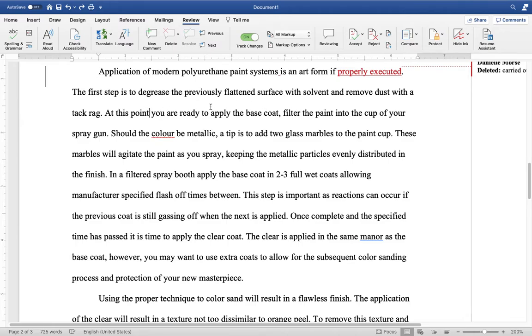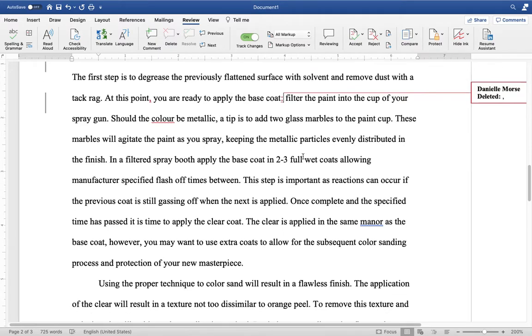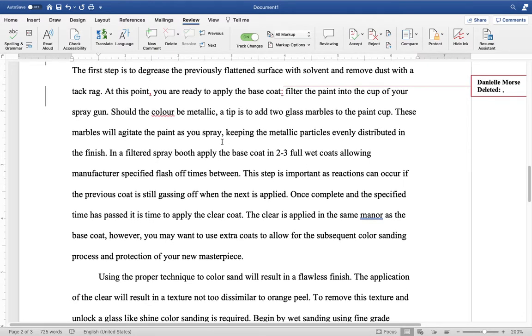At this point, as an introductory phrase for the grammatical subject, you are ready to apply the base coat. This needs a semicolon, I believe. Filter the paint into the cup of your spray gun. Actually, I would do a colon there. Sorry. Filter the paint into the cup of your spray gun. Should the color be metallic, a tip is to add 2 glass marbles to the paint cup. Okay, good idea. These marbles will agitate the paint as you spray, keeping, good use of a comma before an ing verb, keeping the metallic particles evenly distributed in the finish.